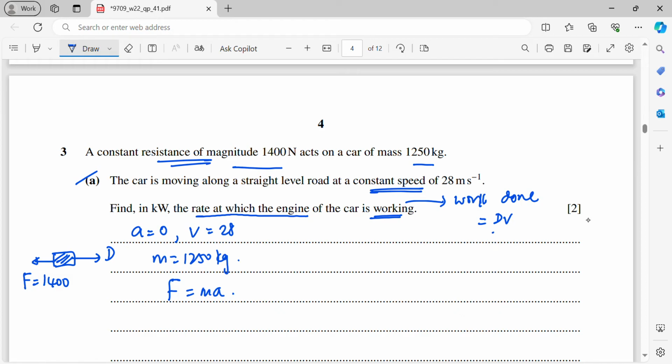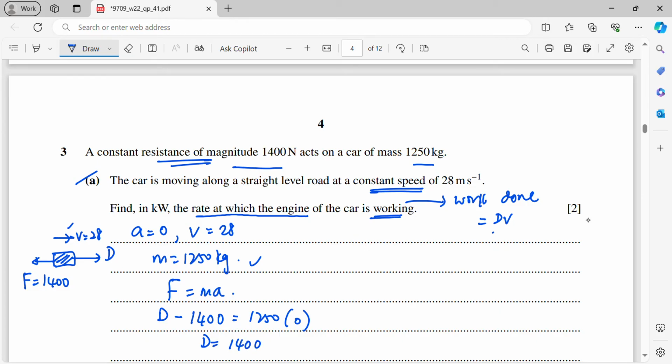Based on this diagram, your v is 28, right? So your F is basically the driving force minus the resistance force. Then the m is 1250, and the a is 0 because of the constant speed. That means from here my D will be just 1400 newtons.